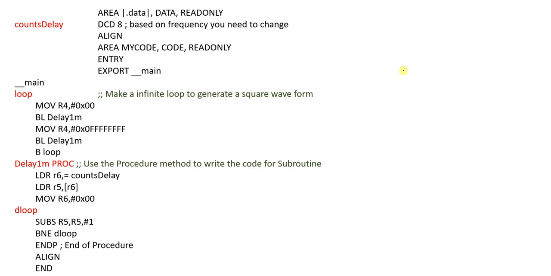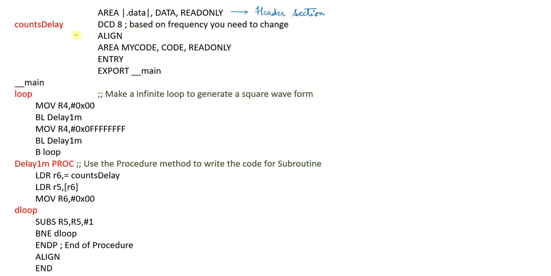So, if you observe the first line of the code, this is basically your header section, and this part, that is your dot data, it defines the data area in the memory, and data basically indicates that the area contains the data. Read only specifies that the data is read only.